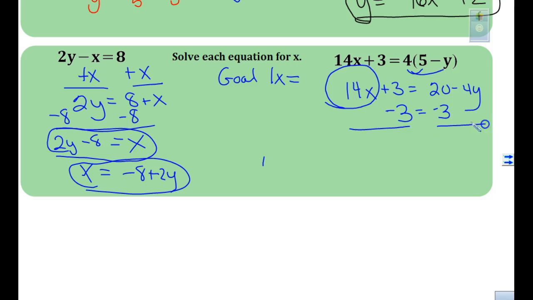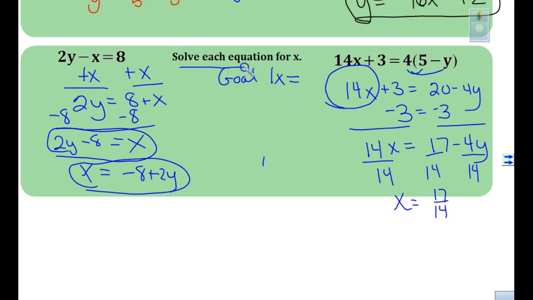So what do you got when I do that? 14x equals 17 minus 4y. It's ugly. I wish it were not that ugly. It's an ugly problem. You're going to divide every single thing by 14. And x equals 17. I know, but it didn't ask you. It said here solve for x. Okay? The top two were solved for y, the bottom two were solved for x.